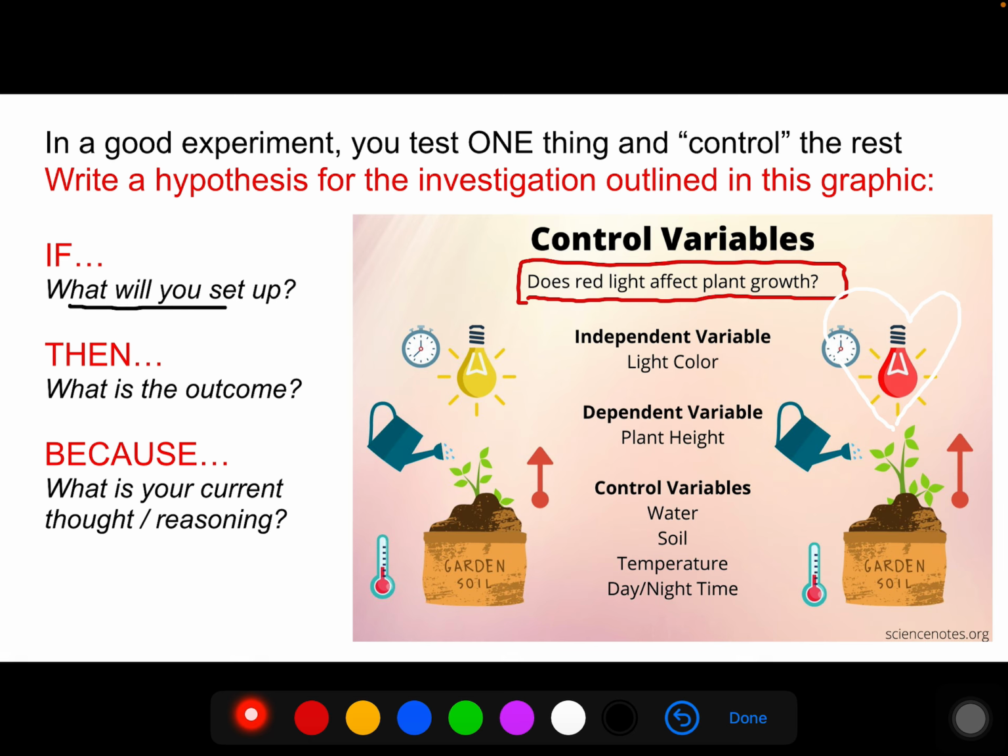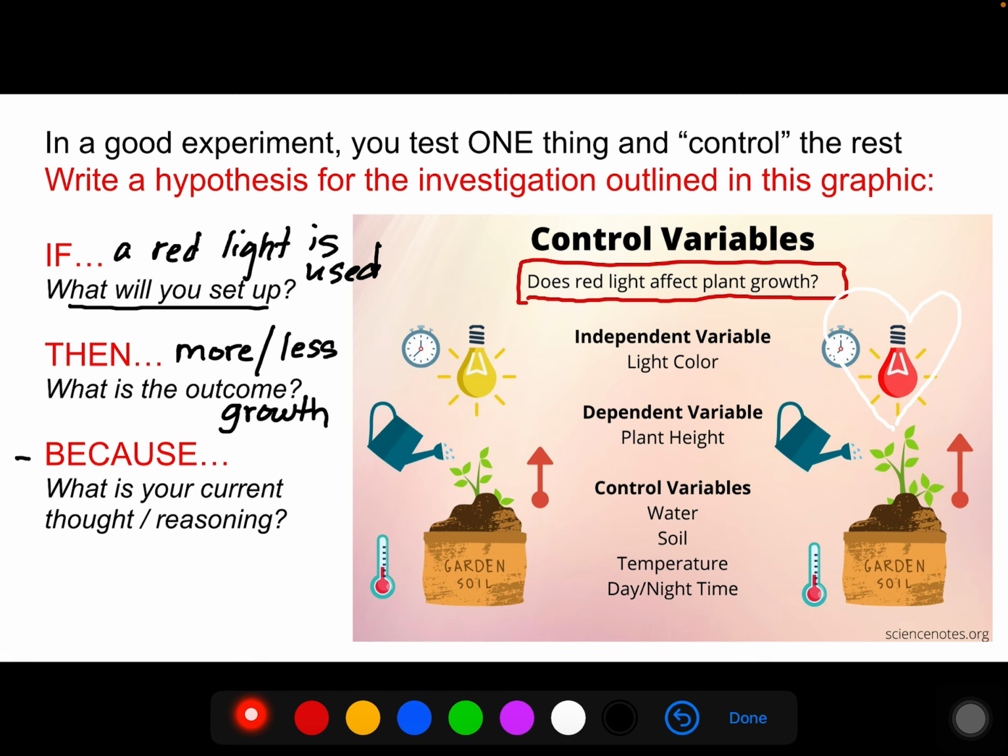What is the setup, right? If a red light is used instead of the normal yellow, right? If we switch it up and use red, then, well, what do we think the outcome is? And that's where you have to make your prediction. Are we going to see more growth or less growth? Make your prediction. More or less growth, what's it going to be?